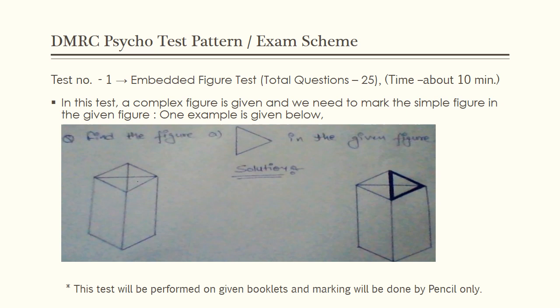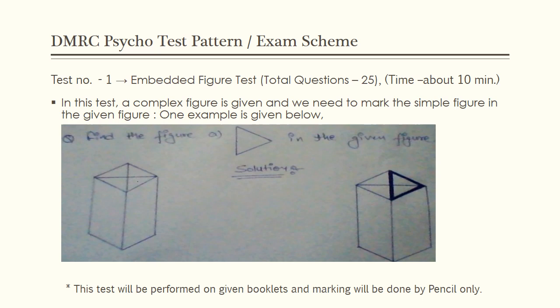So you can see the question: find figure A, which is a triangle, in the given figure. The given figure is on the extreme left, and in the solution you can see the simple figure, that triangle, in that complex figure. This test will be performed on the given booklet. They'll give you a booklet on which you have to mark these answers, and this marking will be done by pencil only.